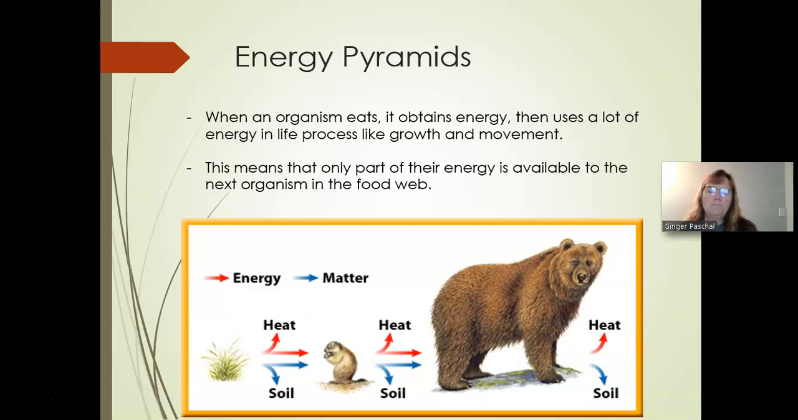An energy pyramid is what we're mainly going to focus on because we're talking about energy. When an organism eats, it obtains energy. Then it uses a lot of that energy. So when this squirrel eats this grass, it's going to use a lot of that energy in life's processes, through growth and movement and anything that this squirrel does. That means that only part of the energy that the squirrel has consumed would be available to this bear when the bear eats the squirrel. So only part of the energy is available to the next organism in the food chain.